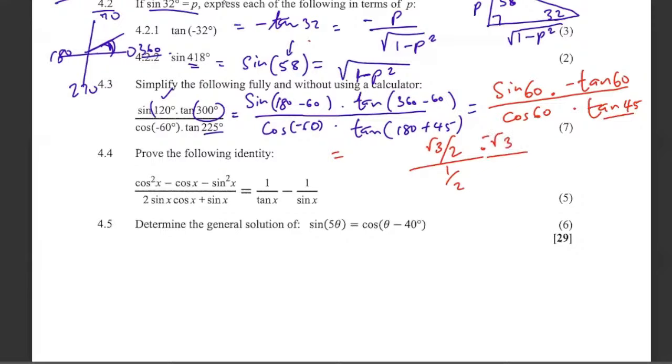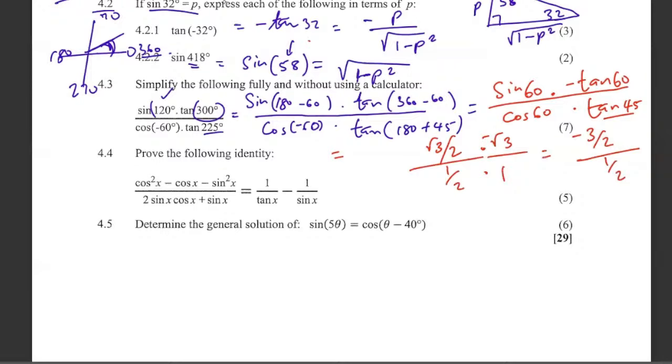I'm dividing it by 1. You'll get marks for that, so I don't want to skip that. So we know that this root 3 and the root 3 are going to multiply together and give us just a 3. So I'll have a negative 3 over 2 divided by a half.